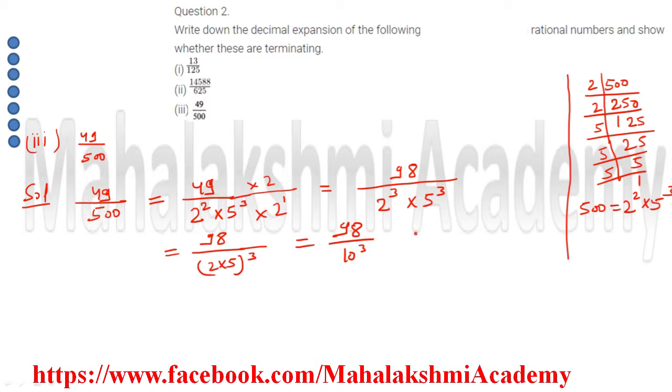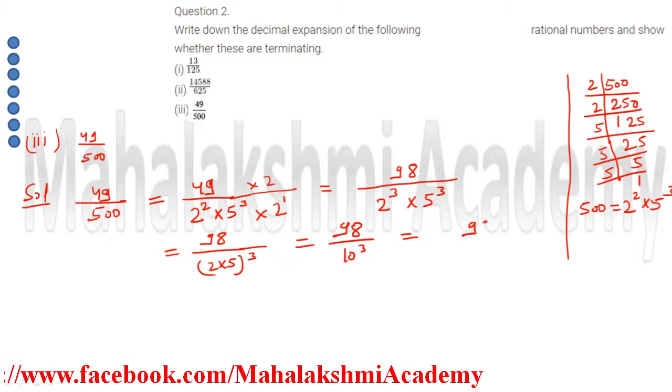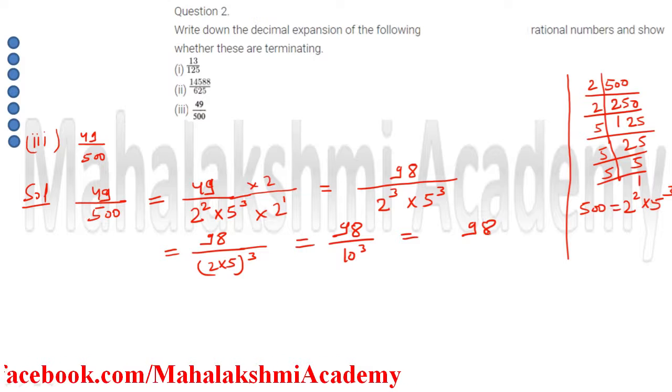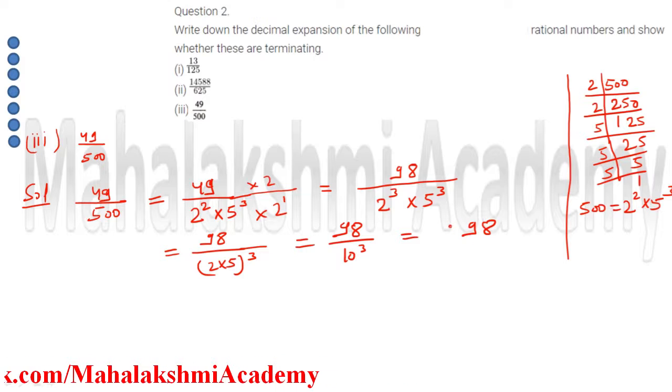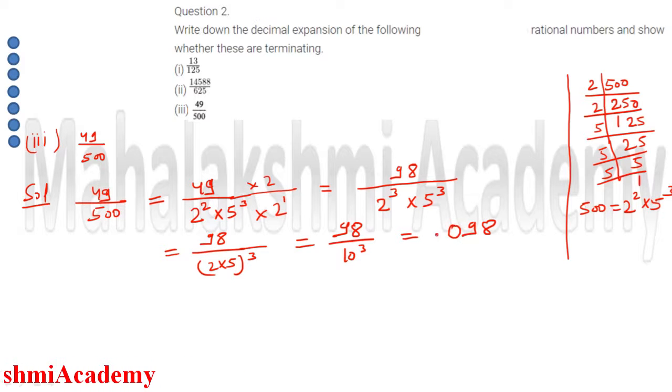Now since power is 3, so from units place you have to count 3. So first place, second, and because we don't have any third number, so extra 0 just write down and then put decimal and then one more 0. So the decimal expansion of 49 upon 500 is 0.098. So how we achieved it?